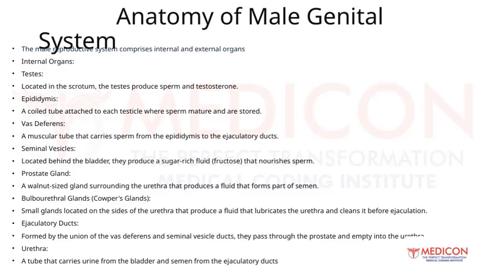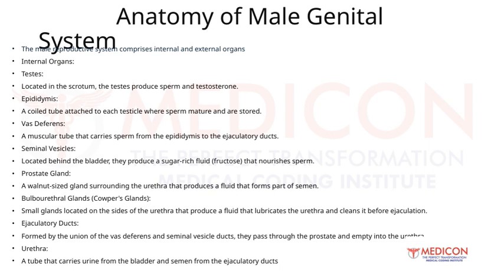Now, let's take a closer look at the anatomy of the male genital system. The male reproductive system consists of both internal and external organs that work together to facilitate reproduction. Starting with the internal organs, we have the testes. These are located in the scrotum, which is the pouch that hangs outside the body. The testes have two main functions. They produce sperm, which are the male reproductive cells, and testosterone, the hormone responsible for male secondary sexual characteristics.